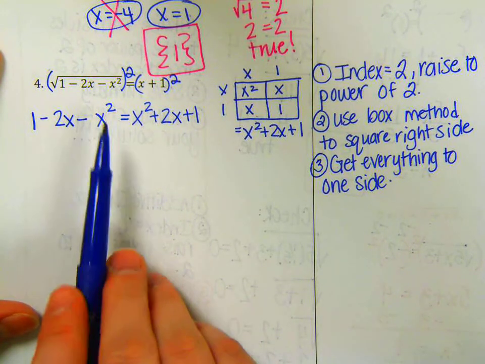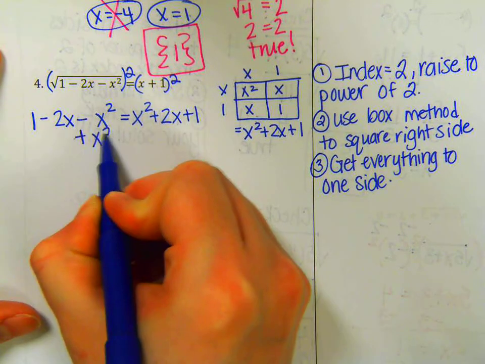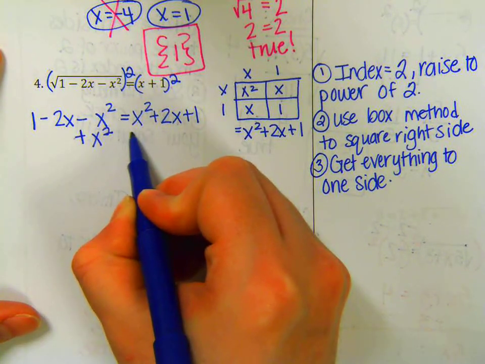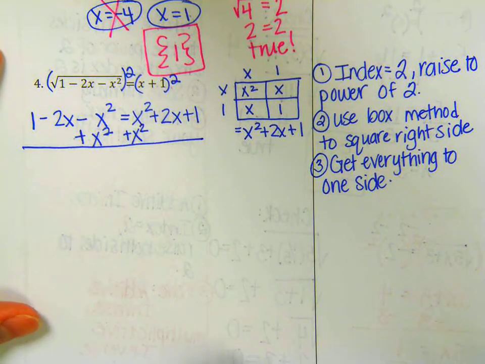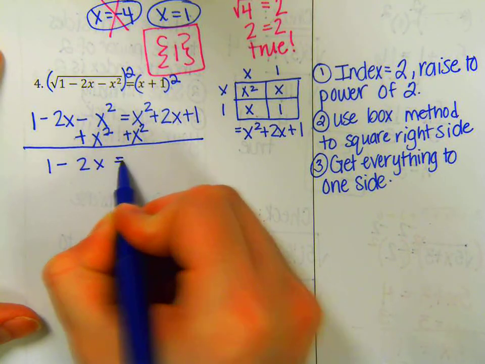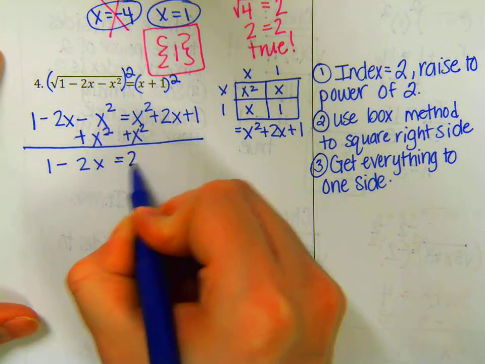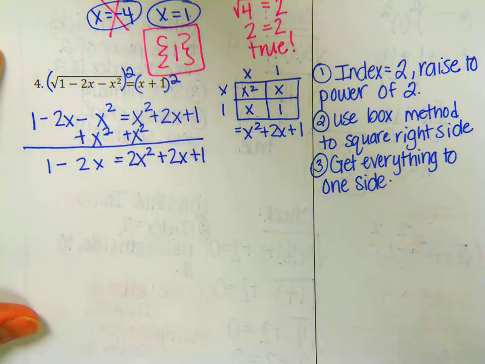Now, because I want to keep everything positive, I'm going to move everything to the right, squared to both sides. I'll take it step by step just so you don't get confused. So I'll have equals 2x squared plus 2x plus 1.